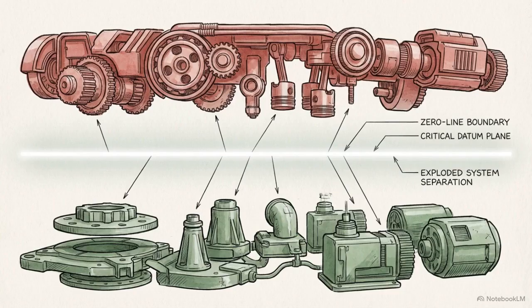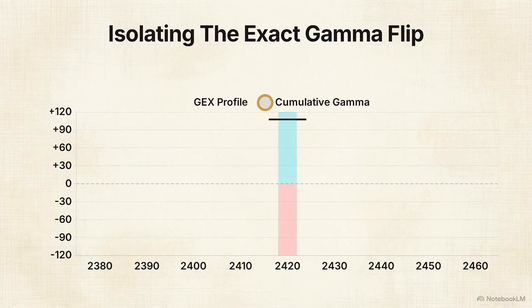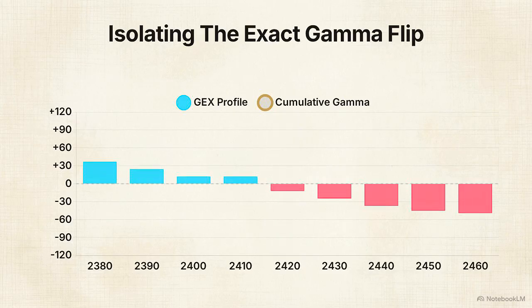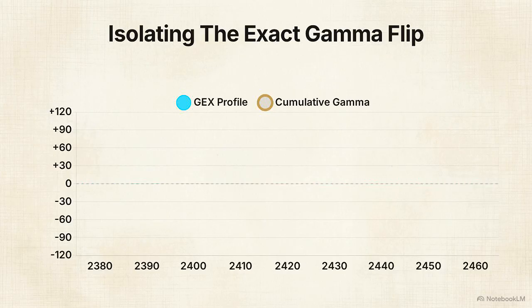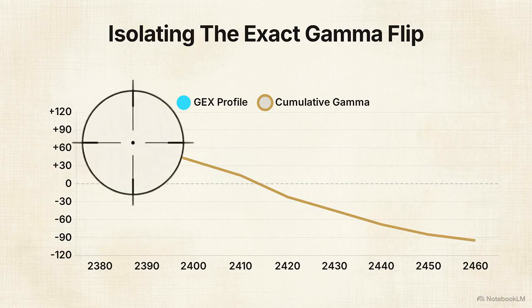Between those walls lies the single most critical structural marker, the gamma flip. This is the exact transition boundary where aggregate dealer exposure inverts from net long gamma to net short gamma. Standard models often fail to find this point because adjacent strikes can have near-identical GEX values, a phenomenon called strike ghosting. To solve this, the phase 93 logic iterates through the entire sorted profile, summing the total exposure at every level to create a cumulative gamma curve.